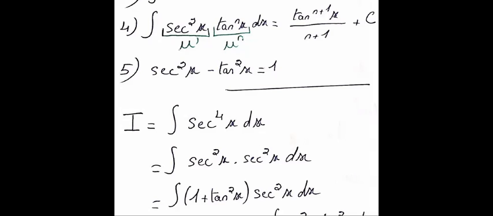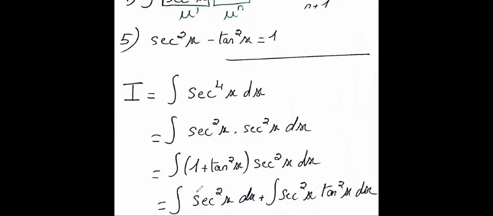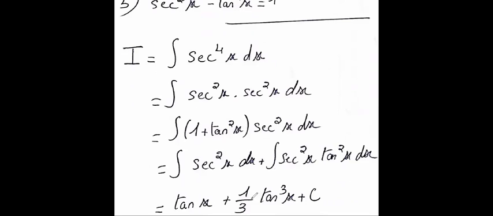Then I expand. So I will get the integral of secant squared x dx plus the integral of secant squared tangent squared. Now we can integrate. The integral of secant squared is tangent, and for the integral of secant squared tangent squared, I will be using this rule here, and it will give me 1/3 tangent cube x. So this integral would be tangent x plus 1/3 tangent cube x plus a constant c.